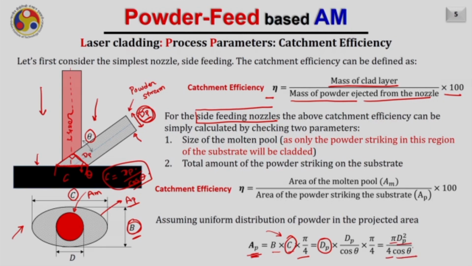It is obvious from here that if my angle theta is 0, the area of the powder stream projected on the substrate will be pi dP squared by 4, which is nothing but the circular cross section. But if theta is 90 degrees, meaning we are supplying the powder almost horizontally, then the powder will be everywhere, right? So the area will be infinity.